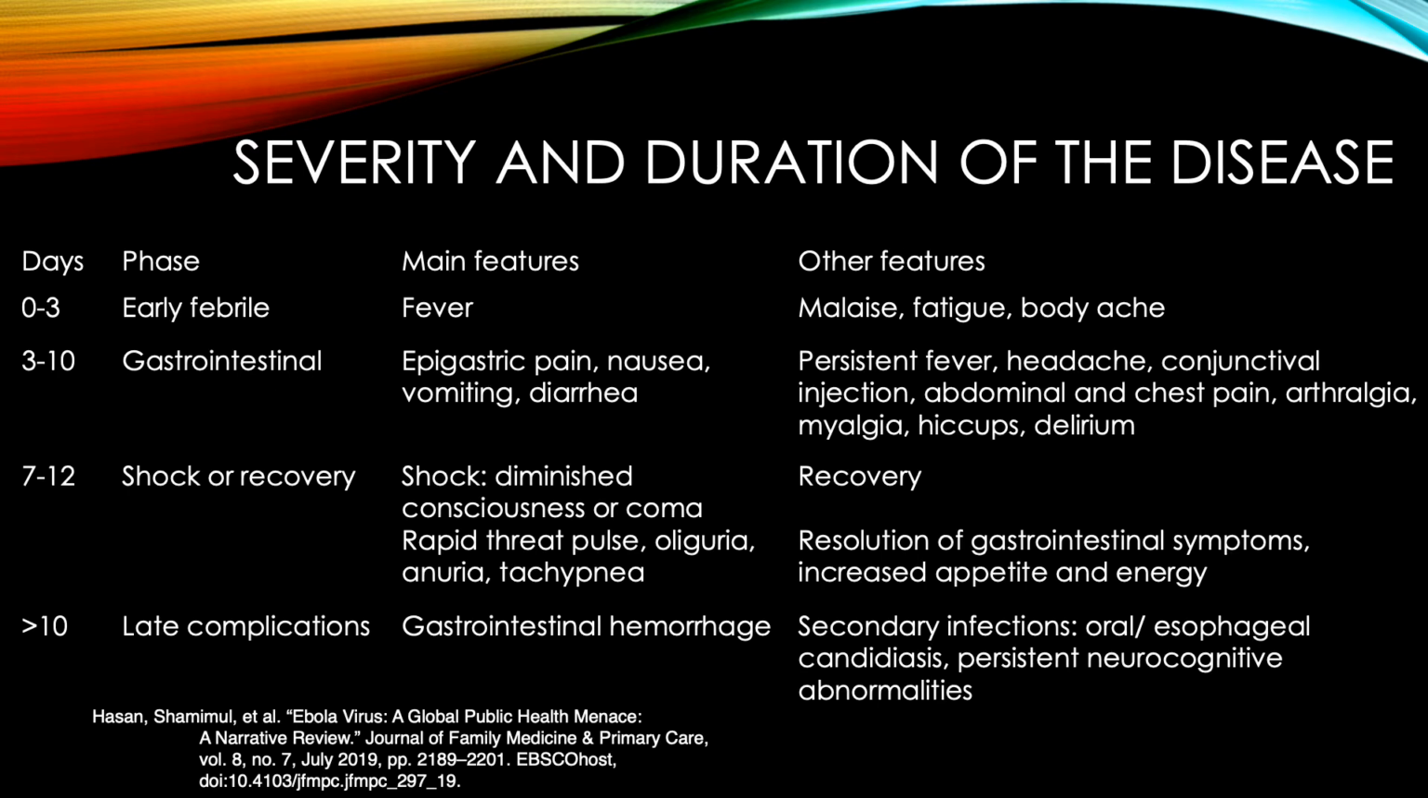The severity of the symptoms increases throughout the duration of the disease. There are four phases to Ebola. The first phase is called the early febrile phase and it consists of the first 3 days. During these days, the most common symptom is fever, but it may also be accompanied by malaise, fatigue, and body ache. The second phase is called gastrointestinal and it consists of day 3 to 10.